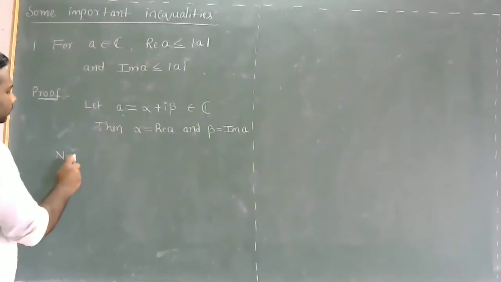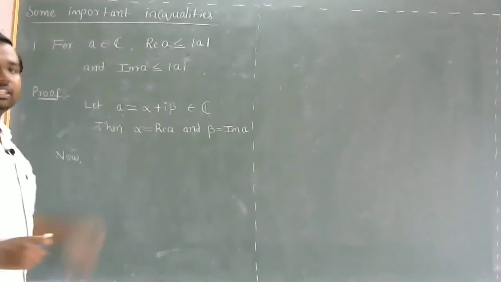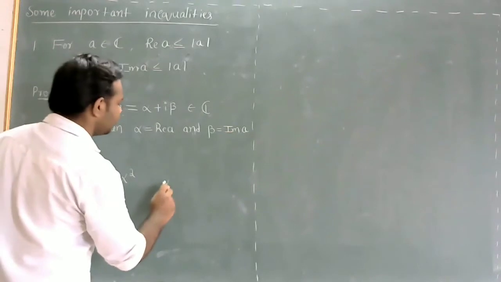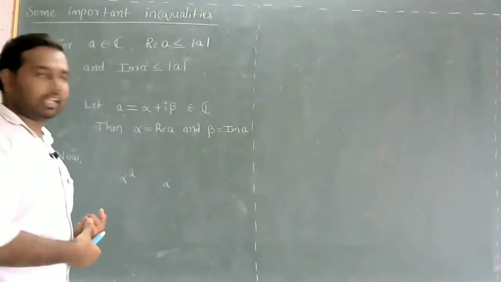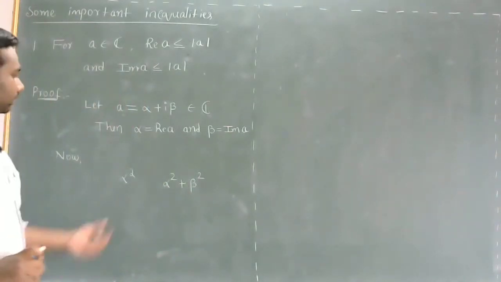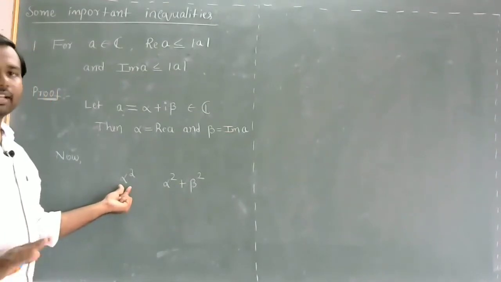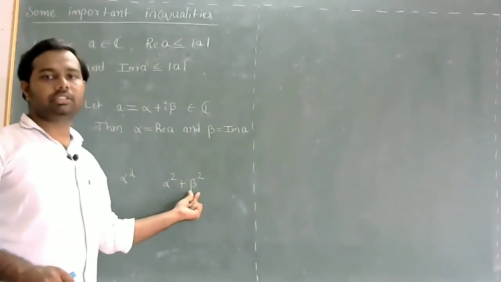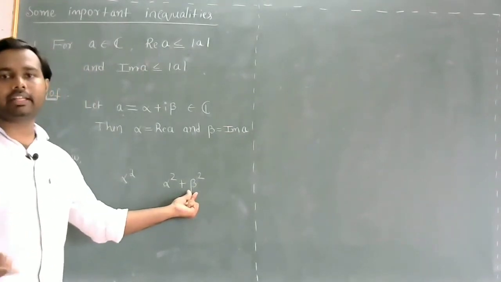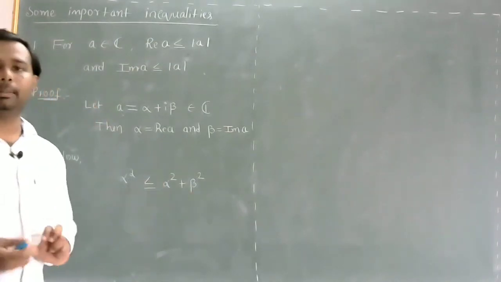Now, to prove this inequality, I start with the real part of A. So consider alpha square, and on the other side, I need the modulus of A, so for that I'll consider alpha square plus beta square. Now, you can see both are non-negative. Alpha square is non-negative. Alpha square plus beta square is also non-negative. So for alpha square, I'm adding one more non-negative quantity. So alpha square will be less than or equal to alpha square plus beta square.